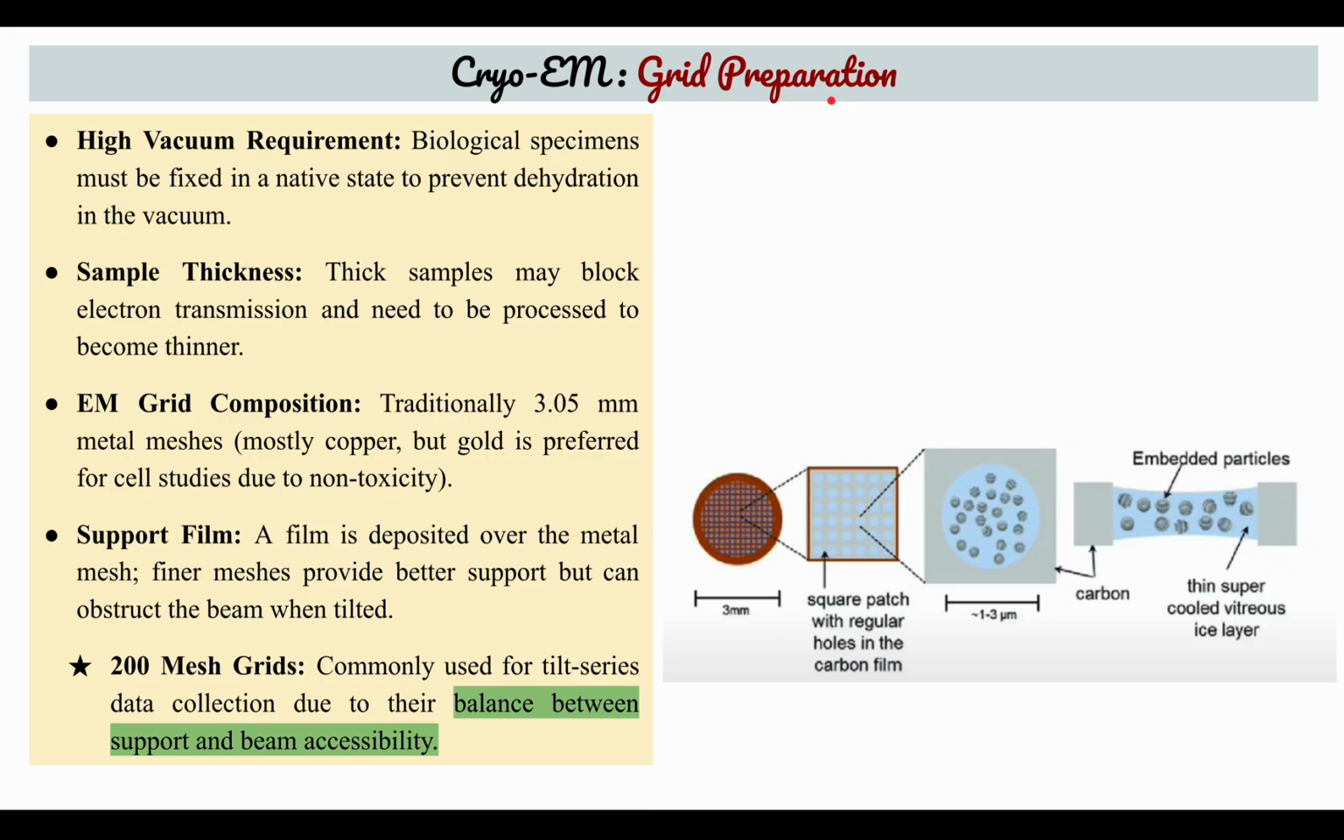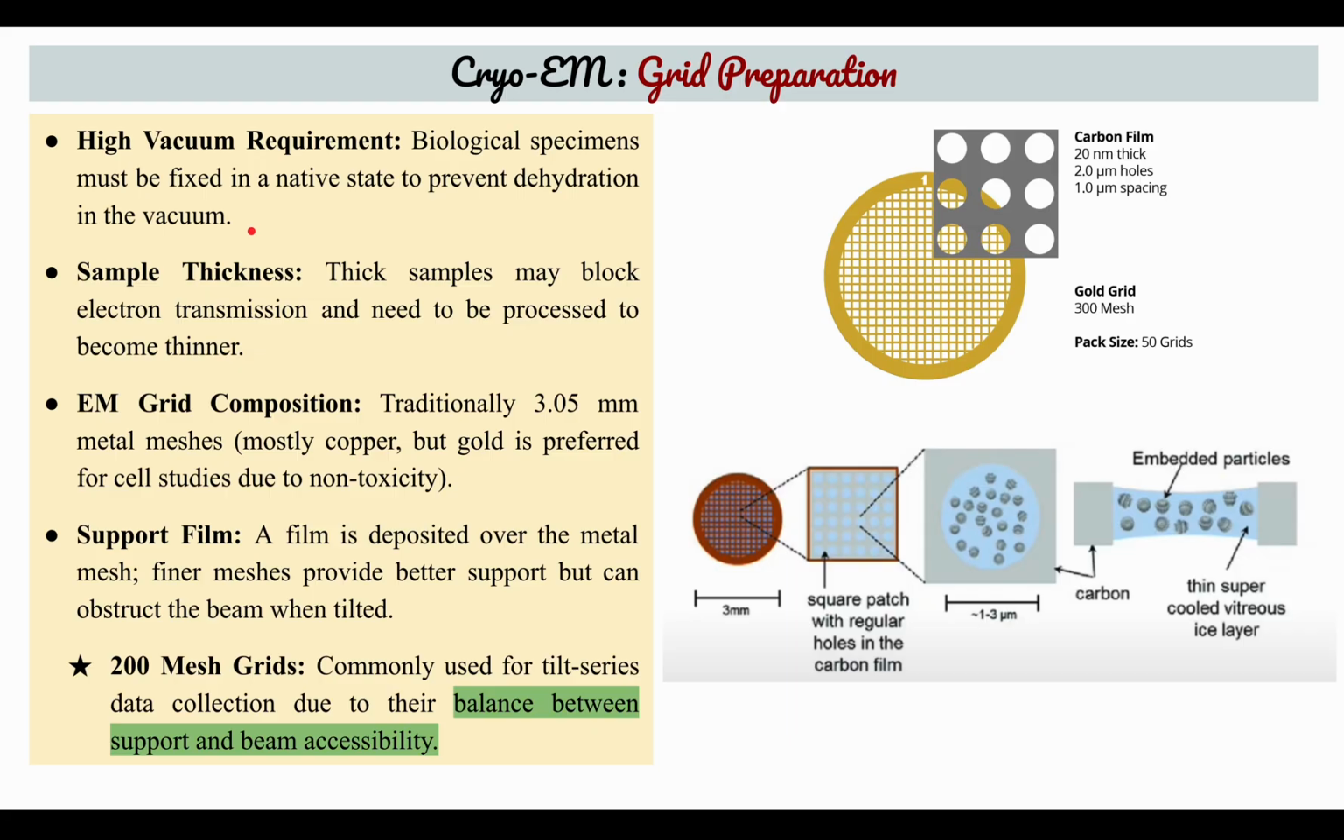Now comes grid preparation. So we have seen that in cryo-EM we have a grid on which we will put our sample. There is a requirement of a vacuum environment. Biological specimens must be fixed in a native state to prevent dehydration in the vacuum, because when a particle is in the vacuum, it might get dehydrated. So to prevent it, we need to fix that structure. Sample thickness should be as thin as possible in the case of transmission electron microscopy, because the electron beam has to transmit through that specimen.